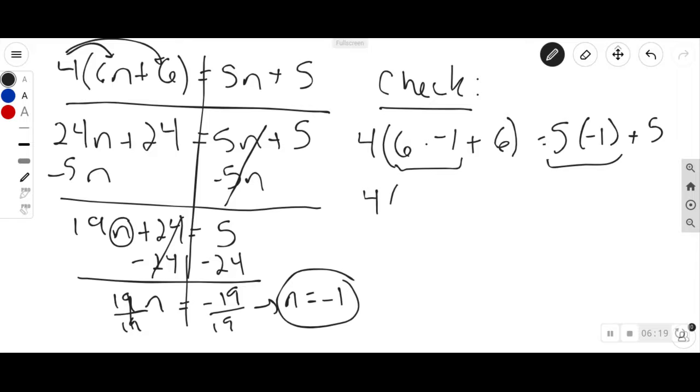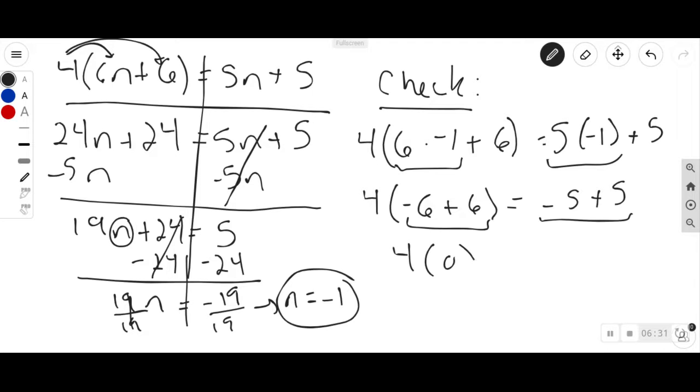So 4 times (negative 6 plus 6) equals 5 times (negative 1) plus 5. So I've got something on each side to do. Times 0, 0. So 0 equals 0, so it checks. So negative 1 is our solution.